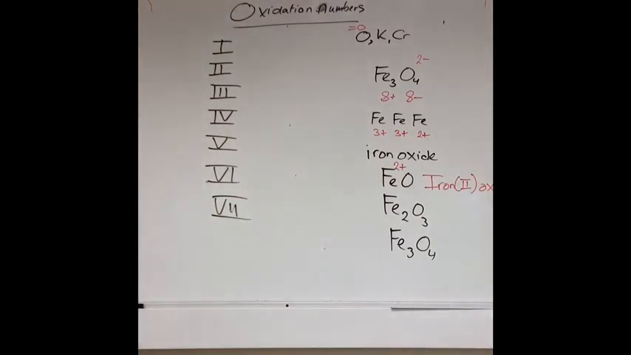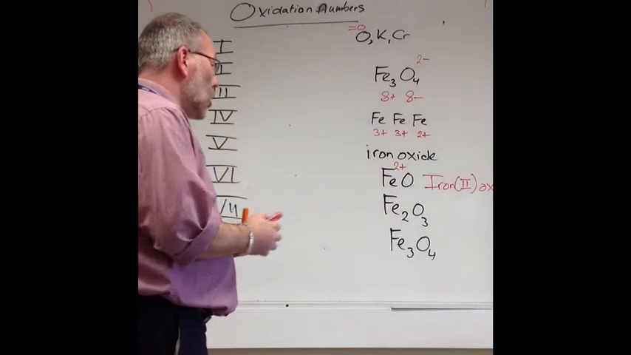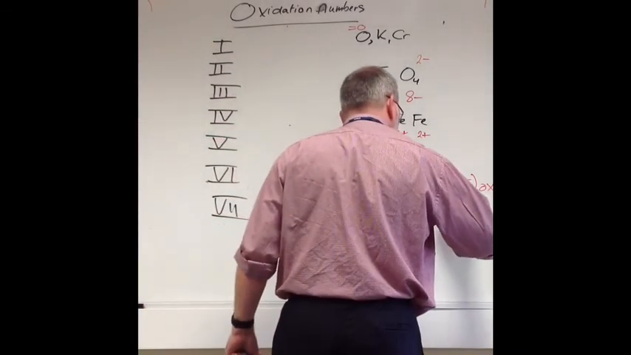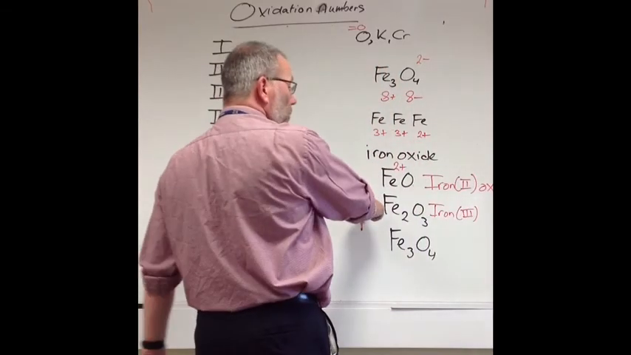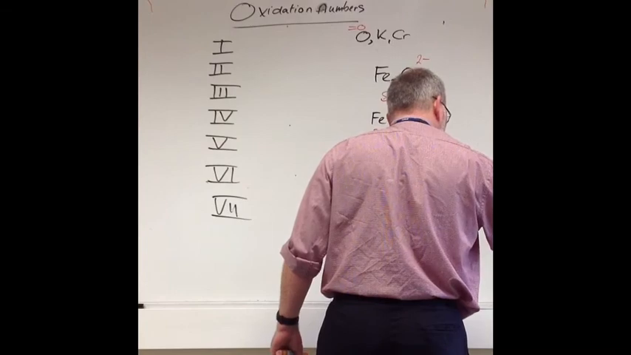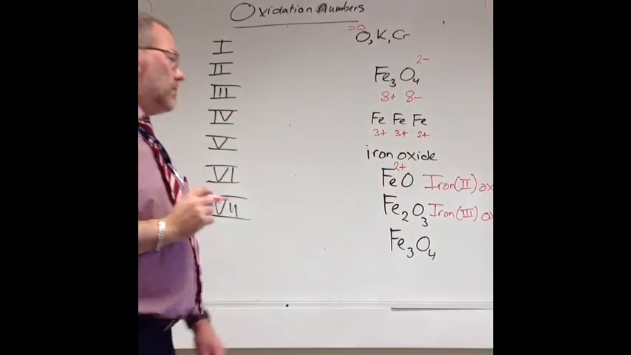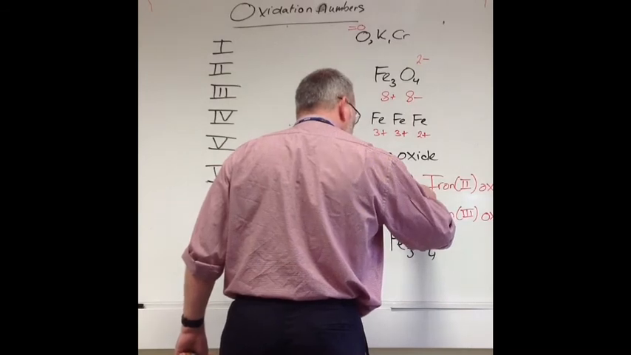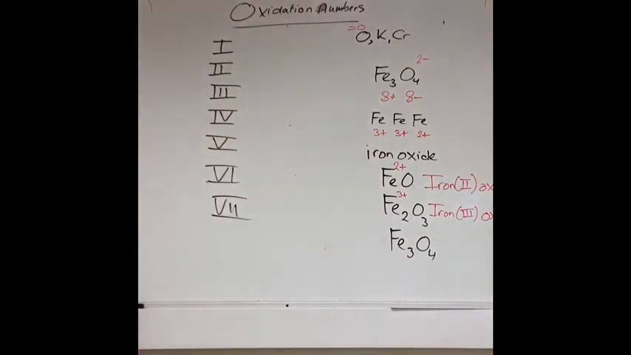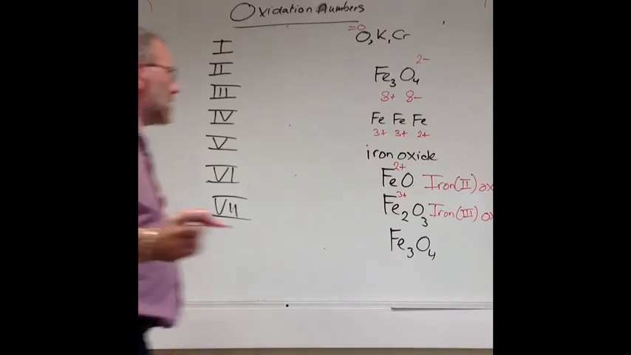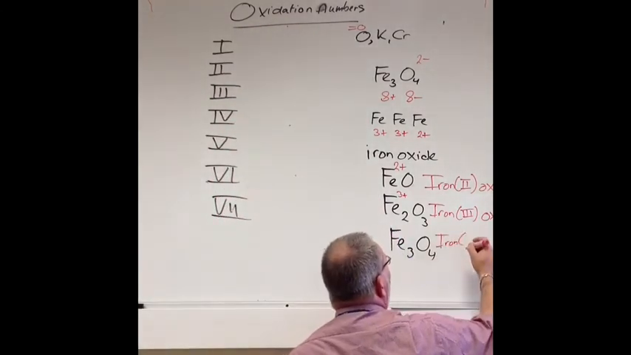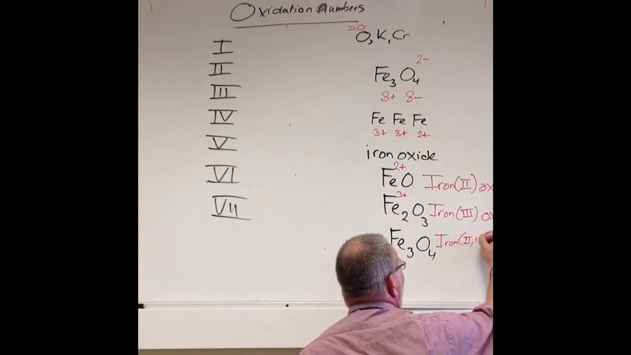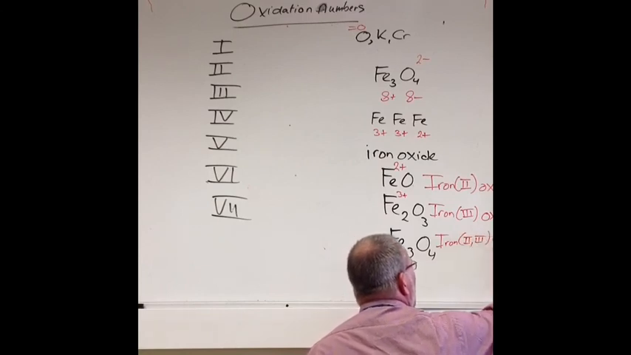What am I going to do with the next one? Well, it's again iron oxide, Roman numeral 3, because this will be 3+, oxide. So the oxidation state of the iron will be 3+. So what am I doing in the last one? We just solved it over there. I call it iron Roman numeral 2, 3 oxide.